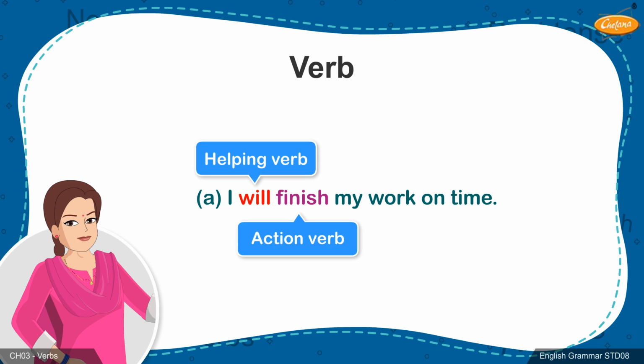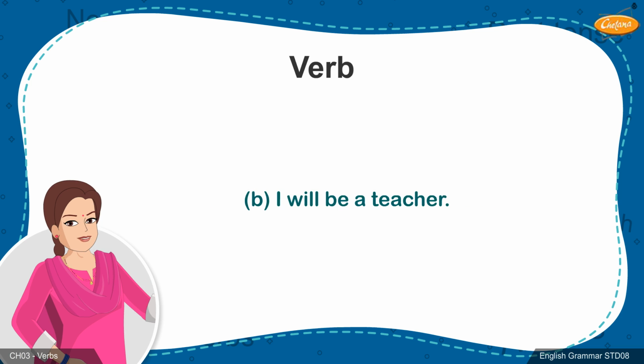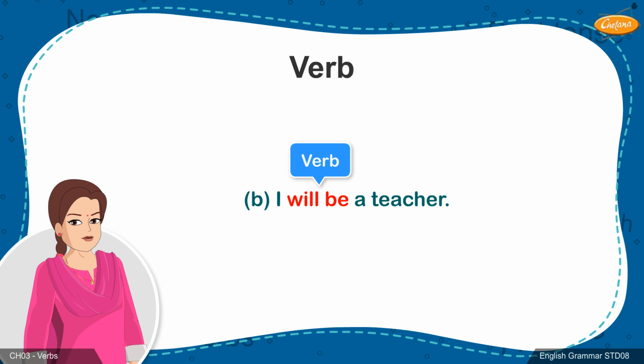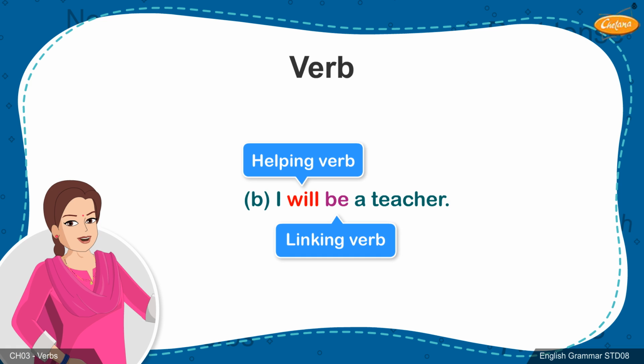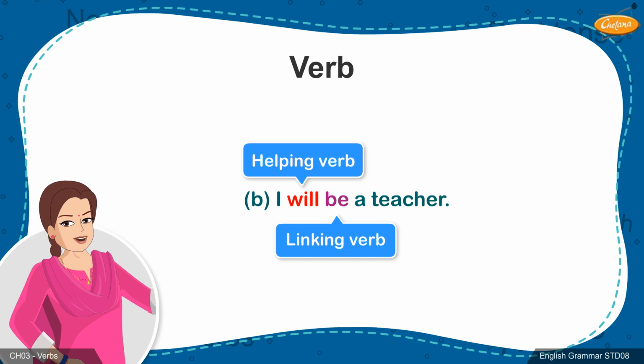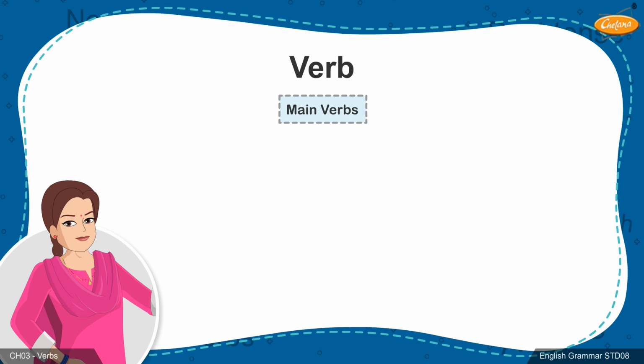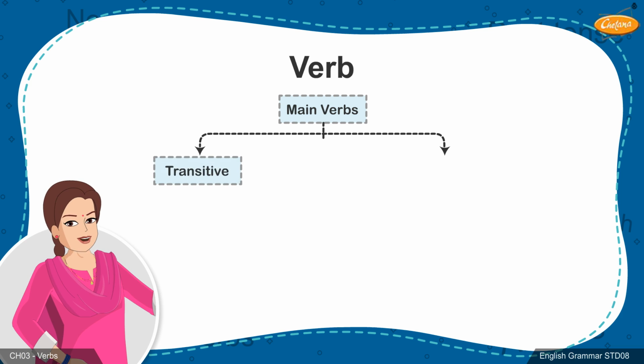Now another sentence. I will be a teacher. Here, again, there are two verbs, will and be. But here, while will is still a helping verb, be is a linking verb. Helping verbs are also known as auxiliary verbs. The other two kinds of verbs are main verbs and can function in two different ways. That is, as transitive verbs and intransitive verbs.